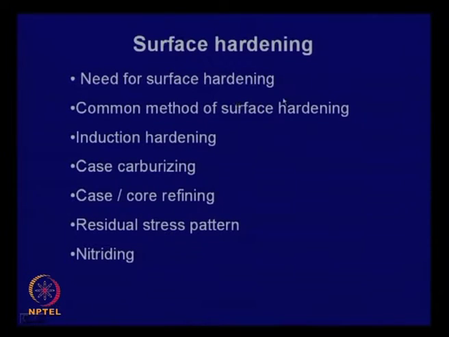and we will see why we need it, and what types of components need surface hardening. We will look at some common methods of surface hardening. We will talk about induction hardening. We will talk about the carburization process, case carburizing. We will talk about post carburization heat treatment, case and core refining. We will also look at the residual stress pattern that is likely to develop as a result of surface hardening. We will see when it is beneficial, when it is harmful, and we will also talk about another process of surface hardening called nitriding.